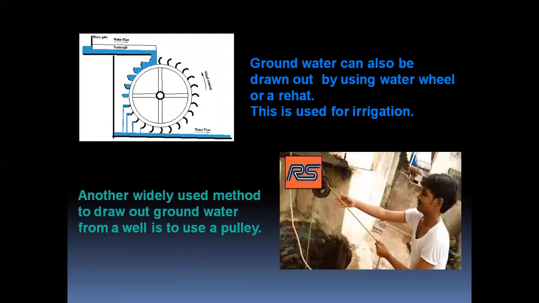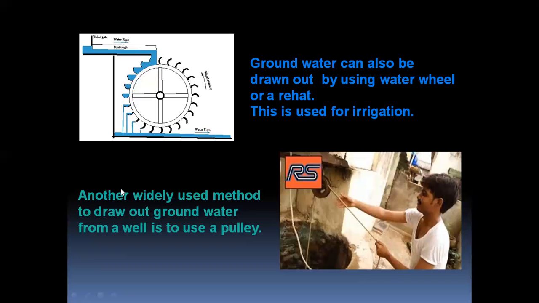Next, groundwater can also be drawn out by using a water wheel or rehat. This picture shows what a rehat is. See, the water falls here and then falls down like this, and here they make a small canal, and this water is used for irrigation. That is, farmers use this water wheel or rehat in the field.